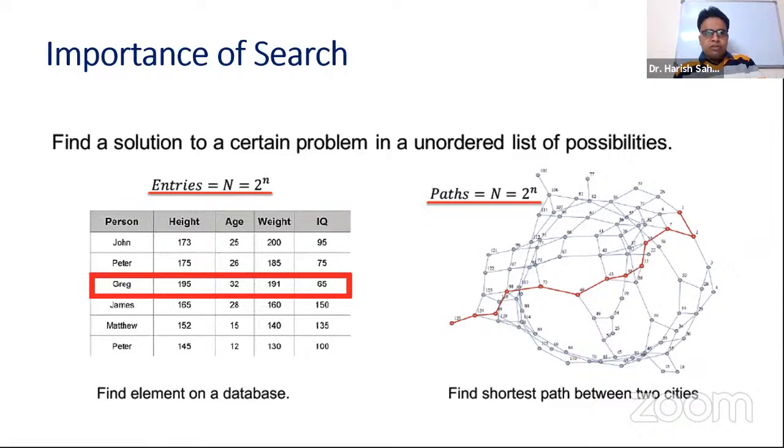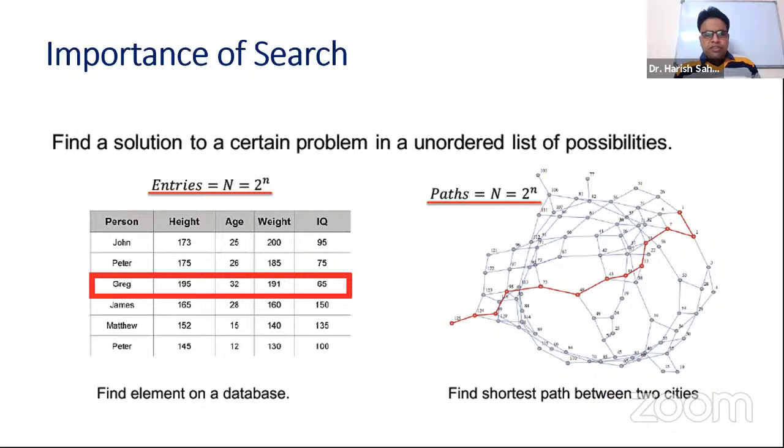Worst case, anyone, please? Worst case is N, is that not? Yes, N. So we have to look at every person's name in the table one by one, sequentially. And what is the best case? If it is the first element. Yeah, good. If it is the first element, then we are lucky.